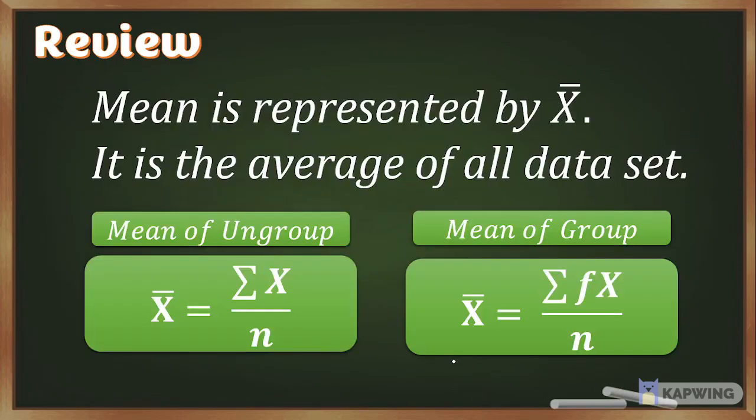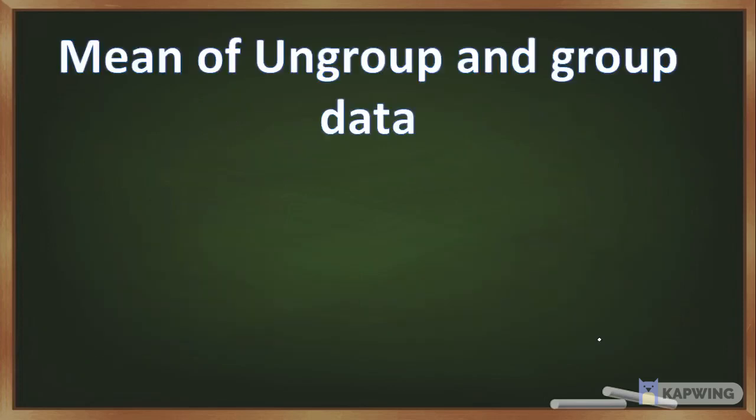So, for our review, the mean is represented by the symbol X bar, and it is the average of all the data set. For the mean of ungrouped data, we use X bar is equal to summation of X over N. For the mean of grouped data, the formula we use is X bar is equal to summation of fx over N. So, that's it for the mean of ungrouped and grouped data.